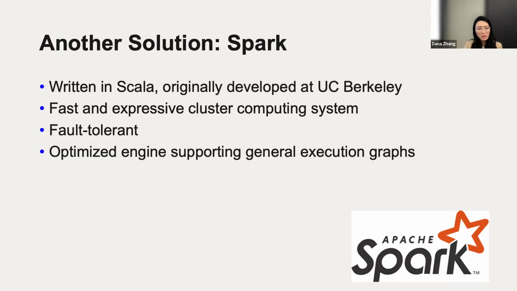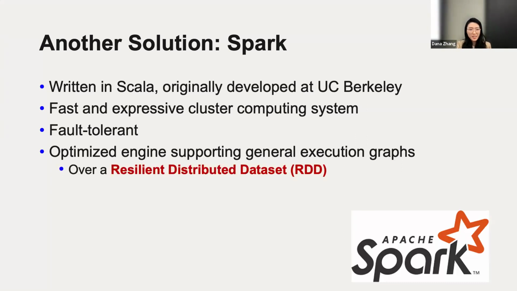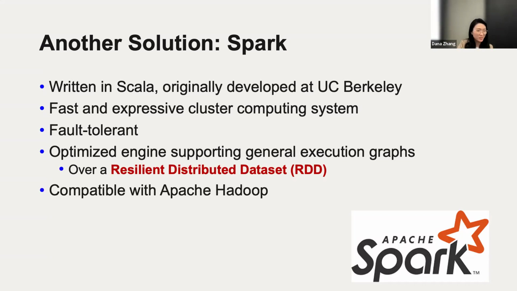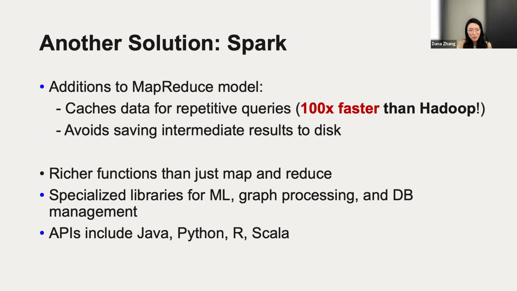It's also going to have a lot of optimized support for very general execution or computational graphs. The key, I guess, at the core of Spark, the data structure that's the most important, that contributes to Spark's advantages and all these really nice properties, is called an RDD, which is a resilient distributed data set. So it's supposed to be resilient and also distributed, right? And it's also compatible with Apache Hadoop.